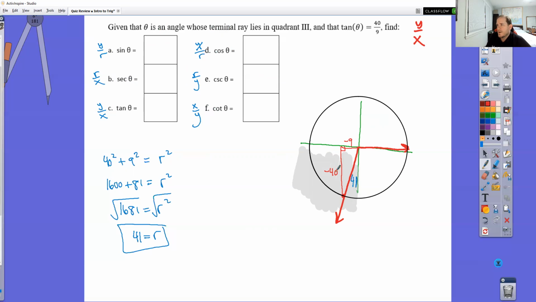Y over r, negative 40 over 41. Cosecant's the reciprocal. May as well do it next. X over r, negative 9 over 41. Flip it. And tangent is the one that was given to us, so 40 over 9. And then do the reciprocal of that. That's it.